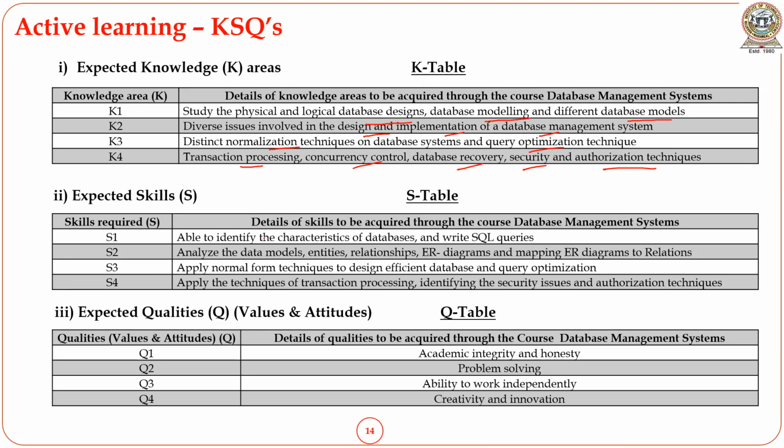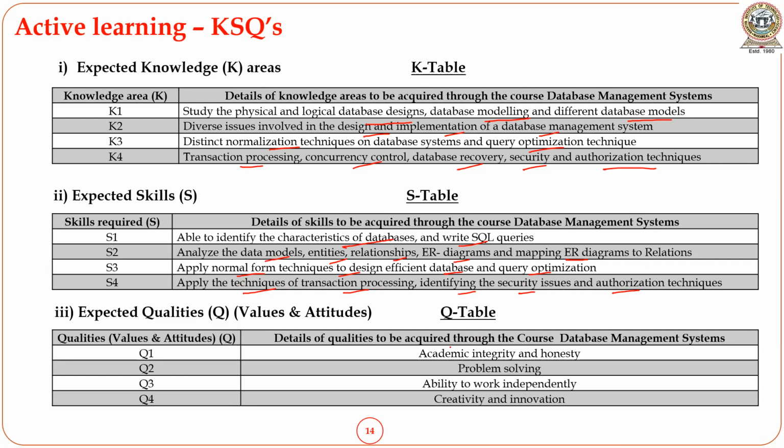The skills you are going to acquire: upon completion of unit 1, you can identify the characteristics of databases. You can write SQL queries. Upon completion of unit 2, you can analyze data models, entities, relationships, ER diagrams, and mapping of ER diagrams to relations. Upon completion of unit 3, you can apply normal forms techniques to design efficient databases and query optimization. Upon completion of unit 4, you can apply the techniques of transaction processing, identify security issues, and apply authorization techniques.